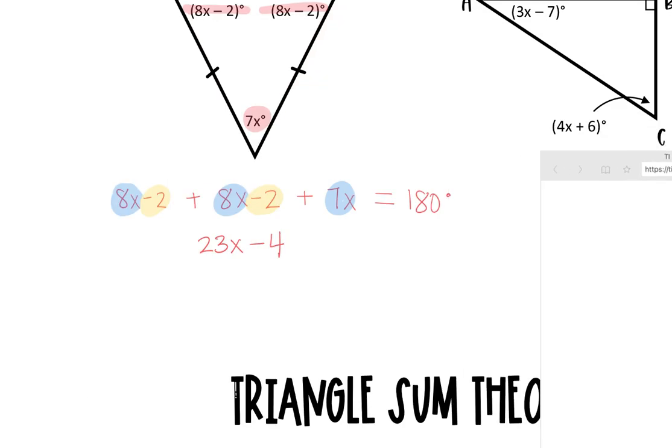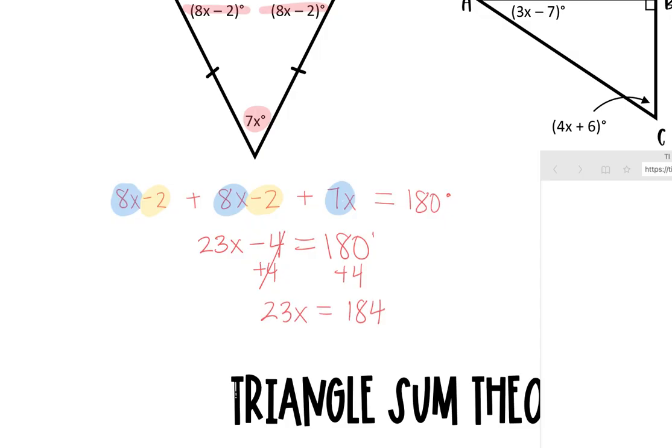Okay, and then it's equal, bring down the 180 degrees. Okay, so I need to solve for x like normal. All I have to do is make sure that x's are all by itself on the left side. So that -4 shouldn't be there. I'm going to add 4 on each side. So it's 23x equals 184.